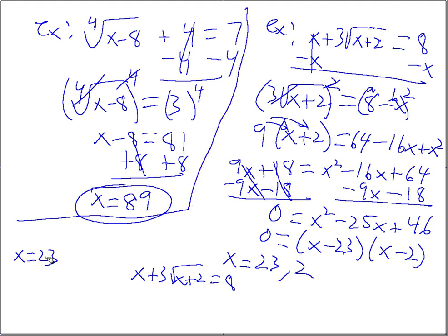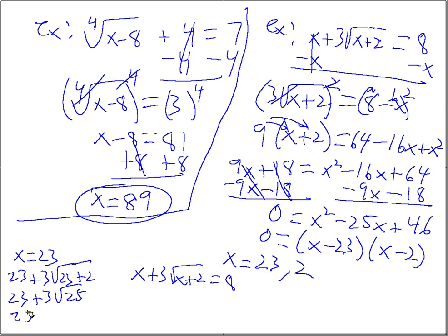So x equal to 23. Let's check that first. I'm plugging in 23 for x: 23 plus 3 square root of 23 plus 2. This is the left-hand side. Is that equal to 8? Well, you're going to see that this is not going to be equal to 8, because 23 is already bigger than 8, and certainly if you add a number to it, it's going to be even bigger. So 23 plus 2 is 25.